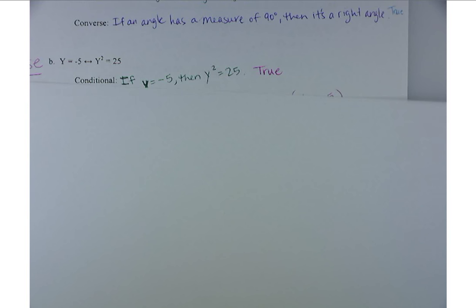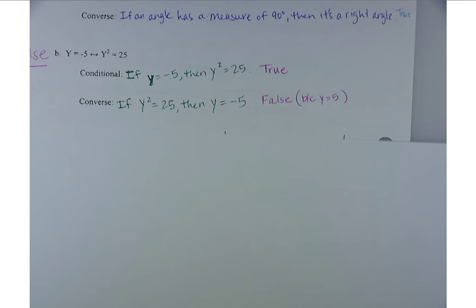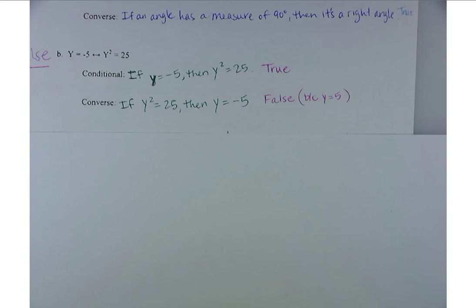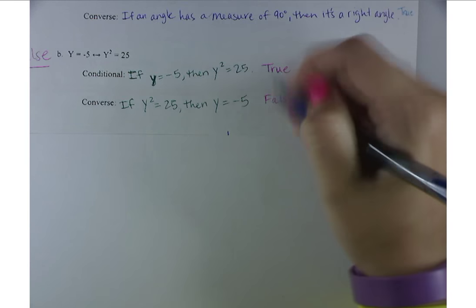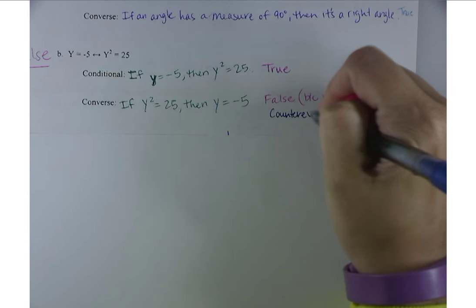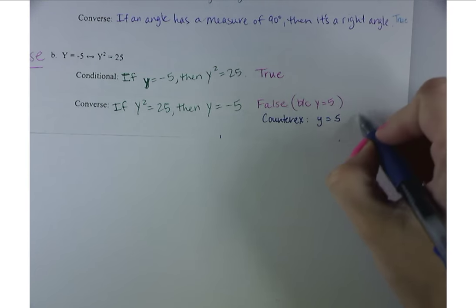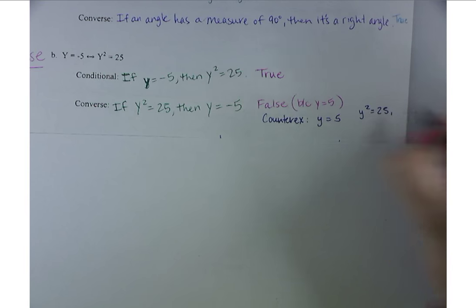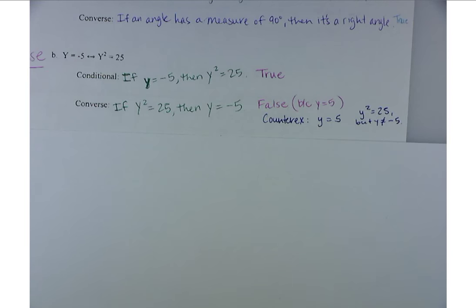So that is going to be false, and then it says if it's false, give a counterexample. So your counterexample would be y equals 5. If you had 5, y squared would equal 25, but y would not equal -5. Because remember, whenever you do a counterexample, the hypothesis is true and the conclusion is false.